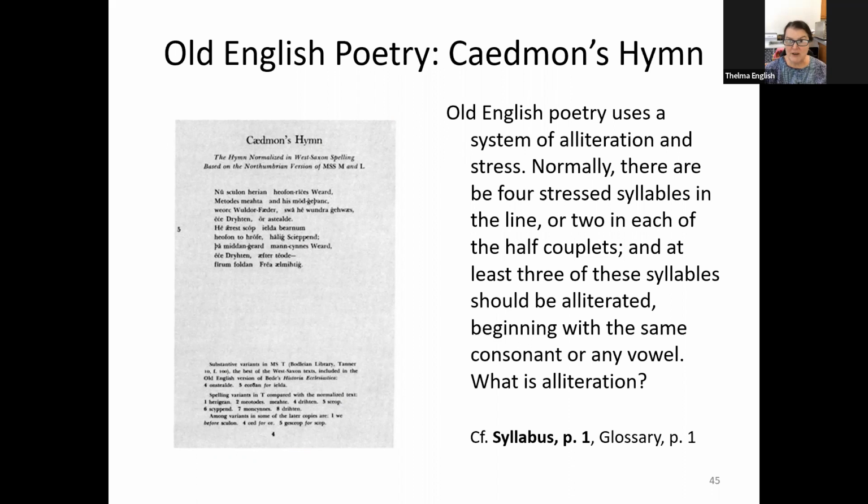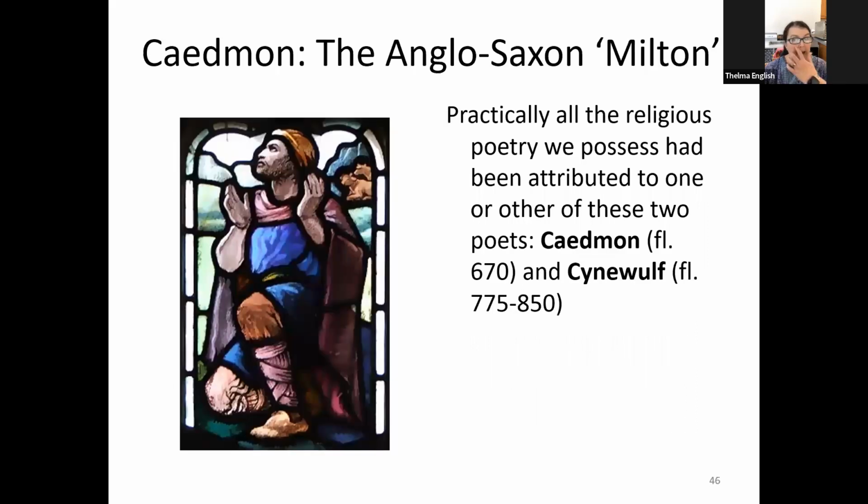Old English poetry uses a system of alliteration. That's the word in your glossary on page 1, alliteration, and stress. Normally, there are to be 4 stressed syllables in the line or 2 in each of the half couplets. And at least 3 of these syllables should be alliterated, beginning with the same consonant or any vowel. What is alliteration?